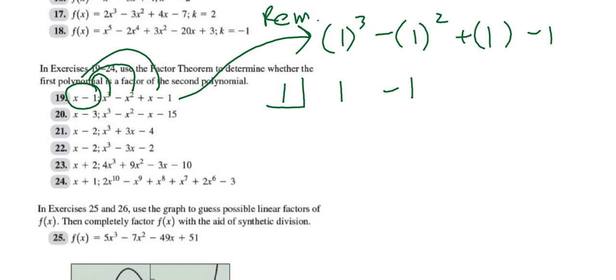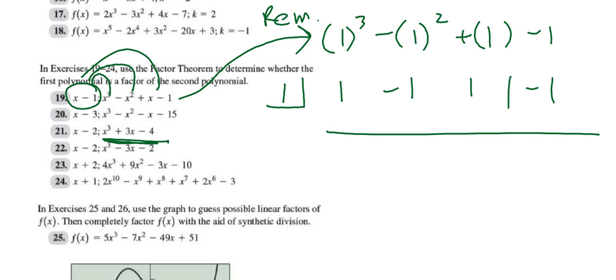We don't have any missing terms to worry about, do we? Like 21 down here, there's a missing term. I would definitely pay attention to those kind of questions, because if there's a missing term, what do you got to put in there for the squared term? 0, so don't forget about that. 1, negative 1, 1, and negative 1. Well, factoring is another word for division.